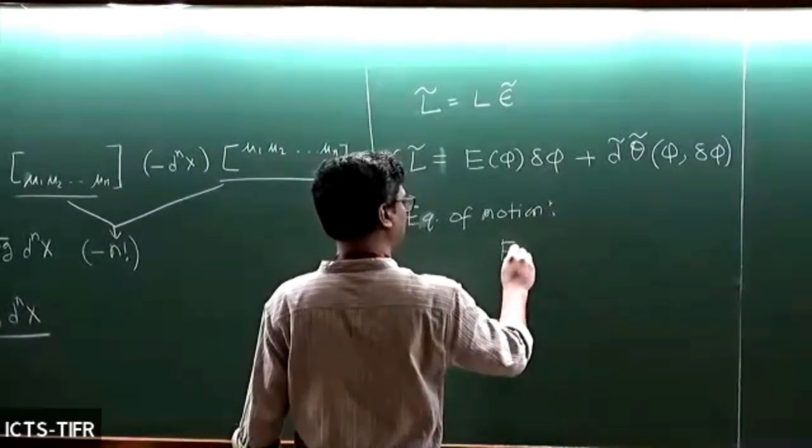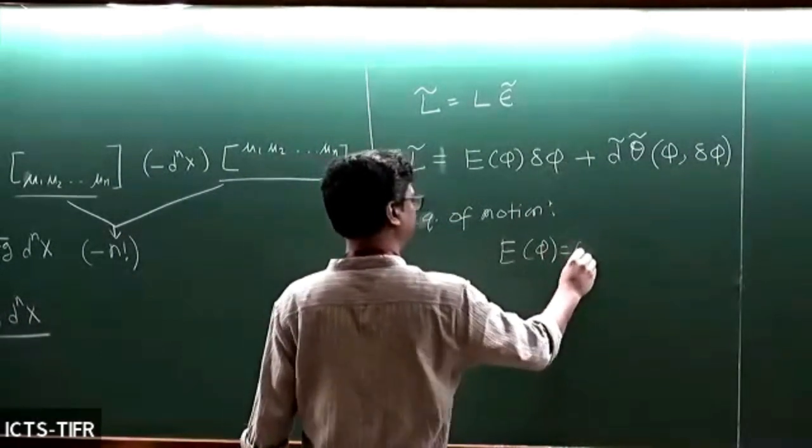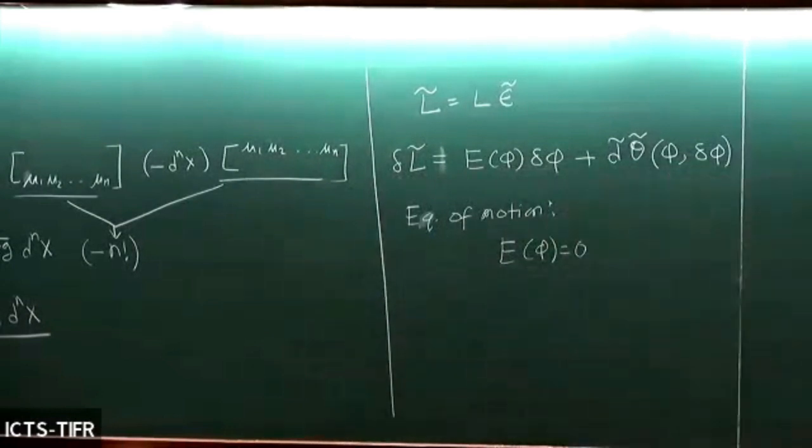That will be E phi equal to 0. If there is matter, instead of 0, the matter will contribute, okay? Clear? So for example, if this is the Einstein-Hilbert Lagrangian, you will get G mu equal to 0, capital G mu equal to 0. Okay, good.